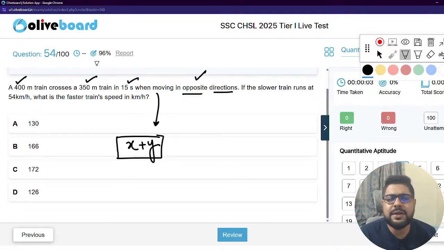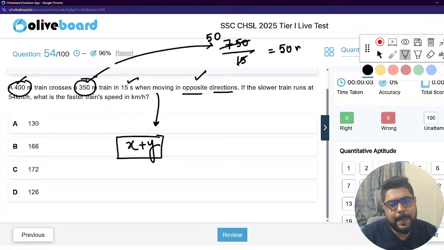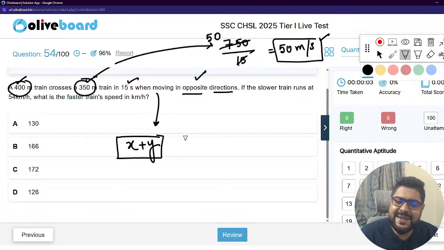That is actually what, sir? Total distance is 400 plus 350, that is 750, in order to cross each other. They are doing that in 15 seconds. So 750 divided by 15 is 50 meters per second. Do not make a khichdi of units here. That is the total value. Right? Now one speed is 54 kilometers per hour.